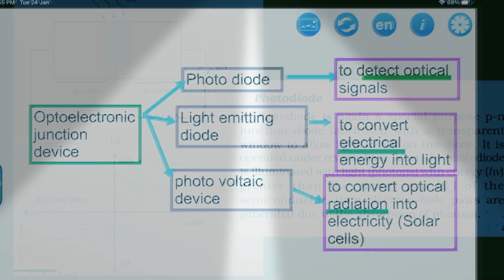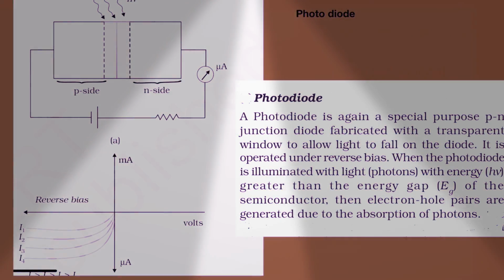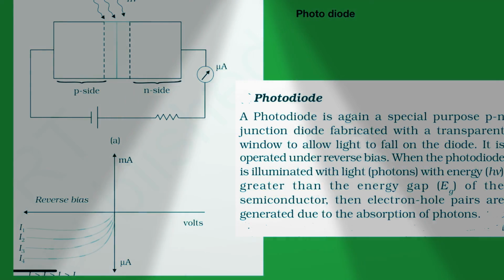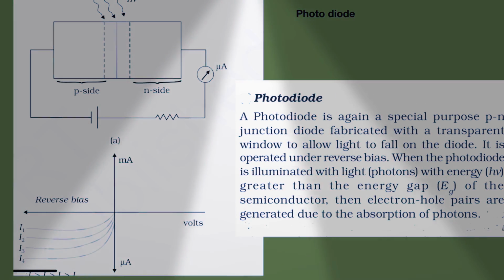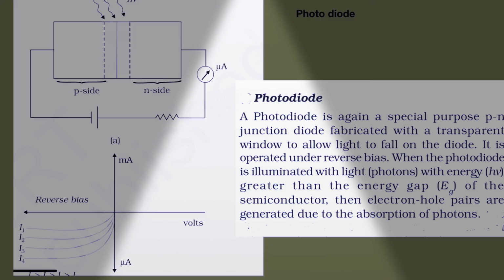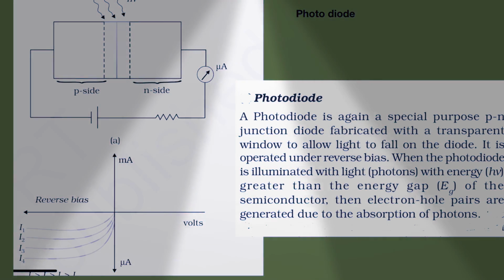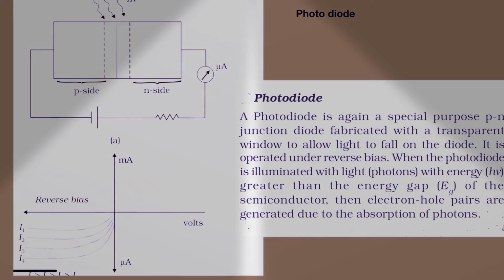And a photodiode is a special purpose PN junction diode which is fabricated with a transparent window to allow light to fall on the diode. It is operated under reverse bias, and so when the photodiode is illuminated with light, meaning photon with energy h nu greater than the energy gap Eg of the semiconductor, electron hole pairs are generated due to absorption of photon.